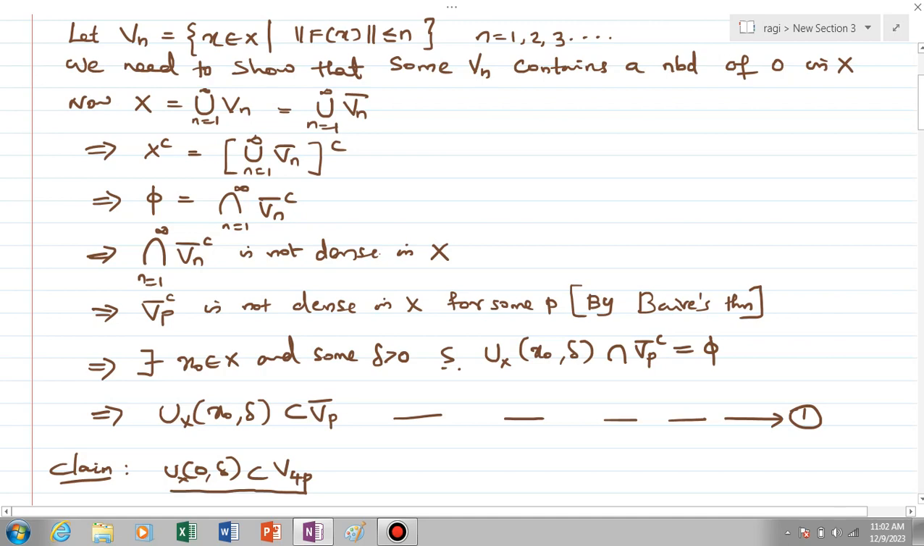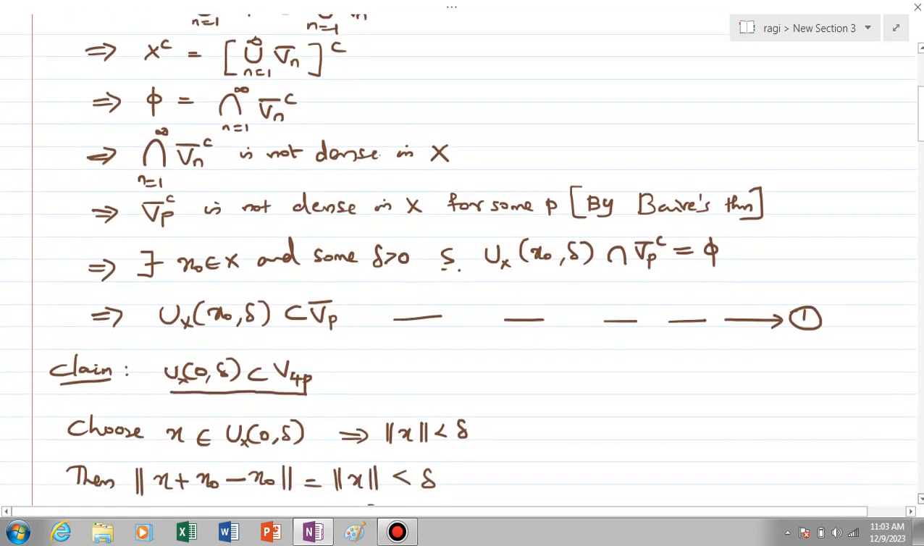Let it be VP closure complement. That is, VP closure complement is not dense in X for some P by Baire's theorem. This means that there exists an element x0 in X and some delta greater than 0 such that the ball with center x0 and radius delta intersection with VP closure complement is equal to empty. From this we can deduce that U(x0, delta) is a subset of VP closure, since its intersection with VP closure complement is empty. Let it be equation number 1.